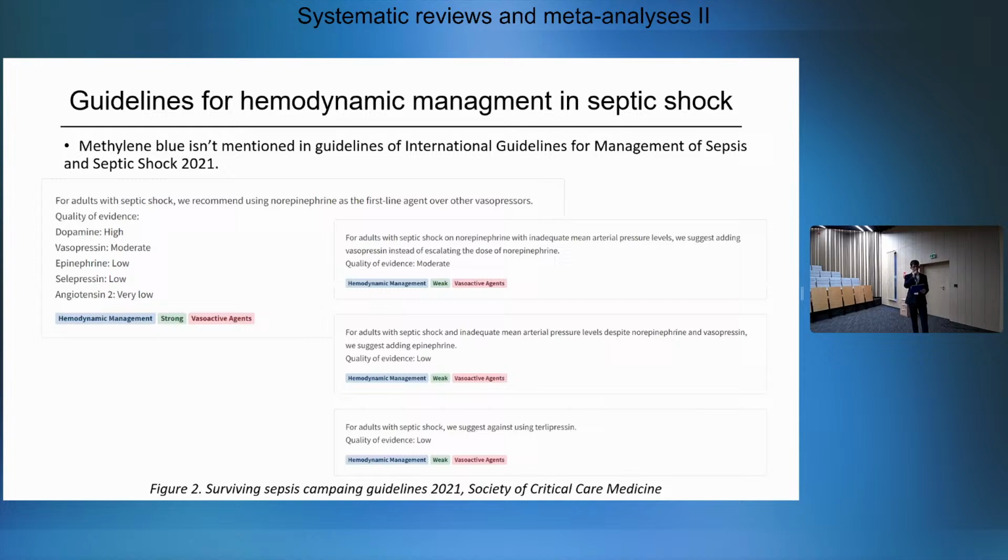In septic shock, the first-line agent in hemodynamic management is norepinephrine. According to guidelines from 2021, there are also high-quality recommendations for applying dopamine and moderate recommendations for vasopressin. In refractory shock, it's recommended to add vasopressin or further epinephrine instead of increasing the dose of noradrenaline. Methylene blue isn't included in these guidelines, but as with other drugs like terlipressin or hydroxocobalamin, its utility in this disease is still being investigated.